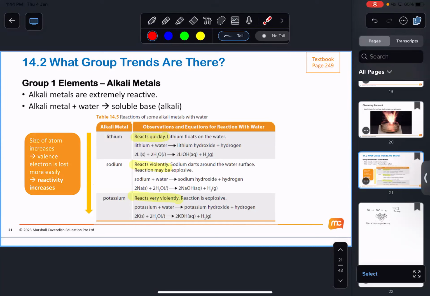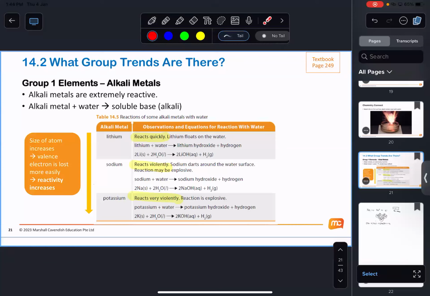Because remember, the further down the group, the more electron shells you have, which means the valence electron is further away from the nucleus. Therefore it's more easily lost. When I lose my electron more easily, I'm more reactive. So that is a general rule: the more easily an electron is lost, the more reactive the metal is.